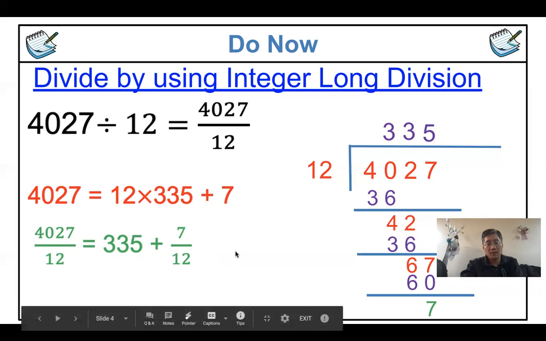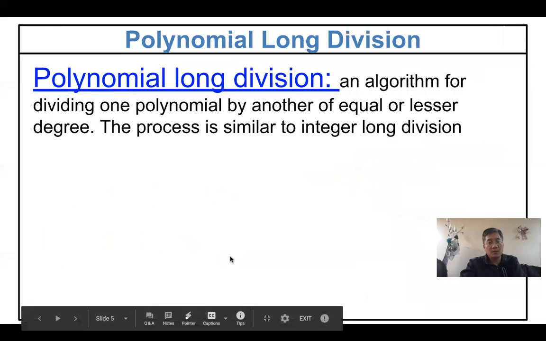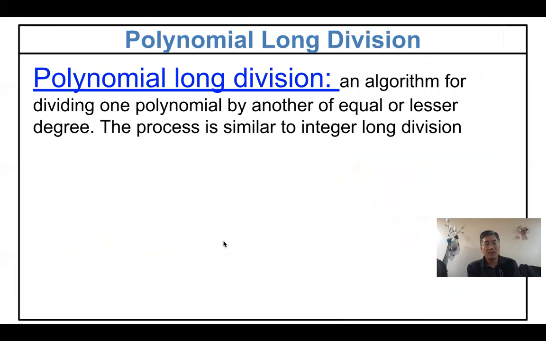Everybody get it? Now let's move on to today's lesson, polynomial long division. So what is polynomial long division? An algorithm for dividing one polynomial by another of equal or lesser degree. Mostly we are going to divide by a binomial in Algebra 2. This process is very similar to integer long division, so if you remember how you divided in the do now, it'll be easier.